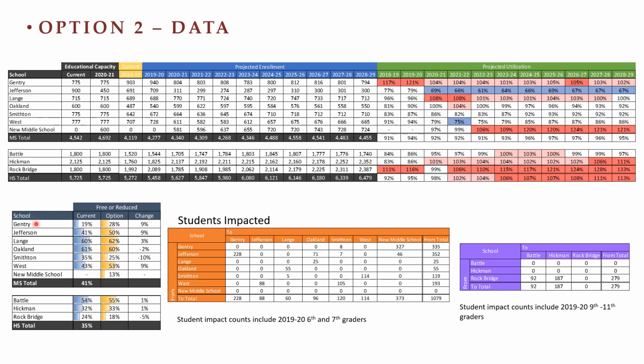Looking at our socioeconomics in this option, Gentry goes from 19 to 28, Jefferson 41 to 50, Lang 60 to 62, Oakland 61 to 60, Smithton goes from 35 down to 25, West from 43 to 53. And the new middle school opens at 13. Again, minor changes at Battle, minor changes at Hickman, and then Rockbridge goes from 24% down to 18%. Looking at our overall number of students impacted and from and to each school, and the orange table for the middle schools, and then in the purple table for the high schools.